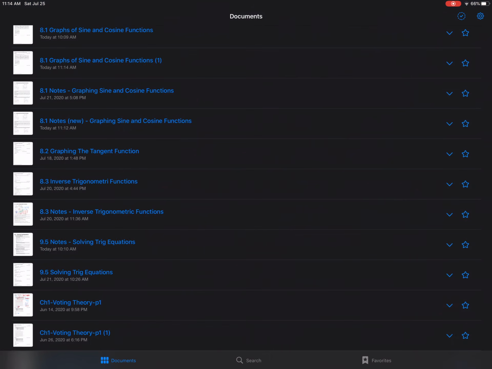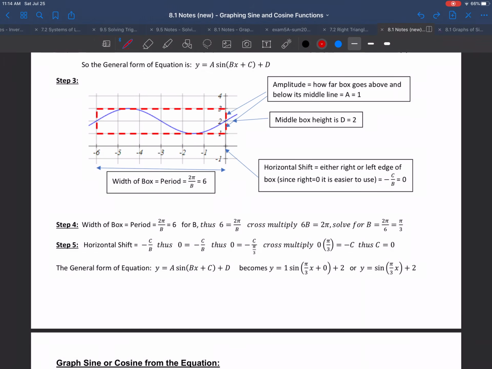How do we get C? Well, C is going to be 0. Let me show you. C is all about the horizontal shift. It's minus C over B. And that means how far the horizontal shift is, either right or left edge of the box. Since the right is 0, it's easier to use. So you can use the right edge or the left edge of the box, doesn't matter. And this one's right on 0, so the horizontal shift is 0. And the formula for horizontal shift is negative C over B.